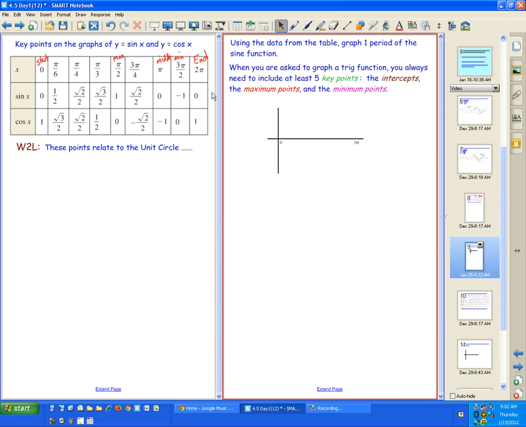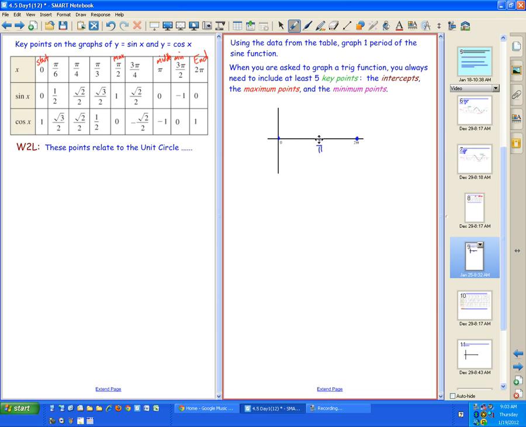And so it says, using the data from the table in the previous function, we want to graph our 5 key points, which will be our intercepts and our max and min points. In this case, we have our 0, and you can see for sine, 0 is 0, so we'd get the point right there. And then if we have our endpoint, which was at 2 pi, we're at 0, so we have a point right there. And you can see our middle point at pi, somewhere right in the middle between 0 and 2 pi, would be there.